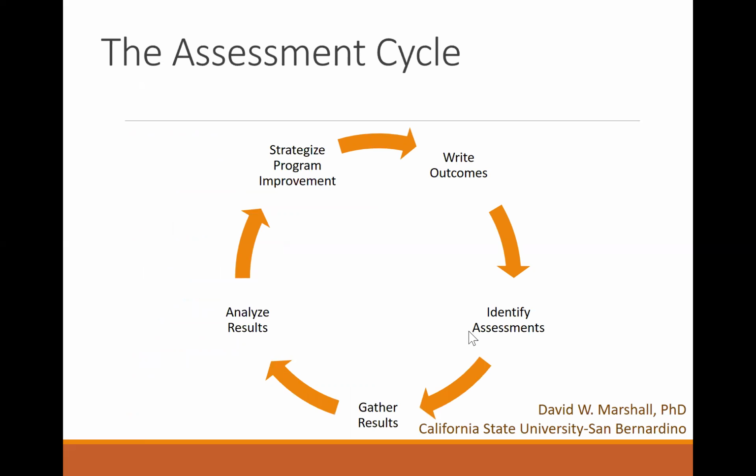Then you identify an assessment process: a test, an essay, or in PE classes, a demonstration. And then you gather those results. You take the extra time to analyze them, take it slow, see what's happening. Then does improvement need to take place? If so, we go for it and put an improvement strategy in place. Then the cycle goes back around and keeps on going. But the center of it all should be students. That's the whole concept here.